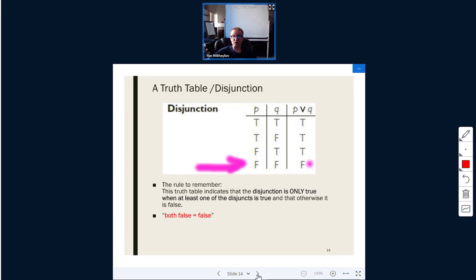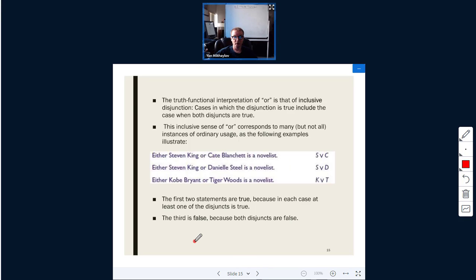Now, how about disjunction? Our good old friend disjunction, when you're told either this or this. With disjunction, you also have to remember one thing, and one thing only, and it is when both of them are false, the whole thing is false. In all other cases, it is true. So it's always true, except when both of them are false. Now let's look at language again to see how it works.